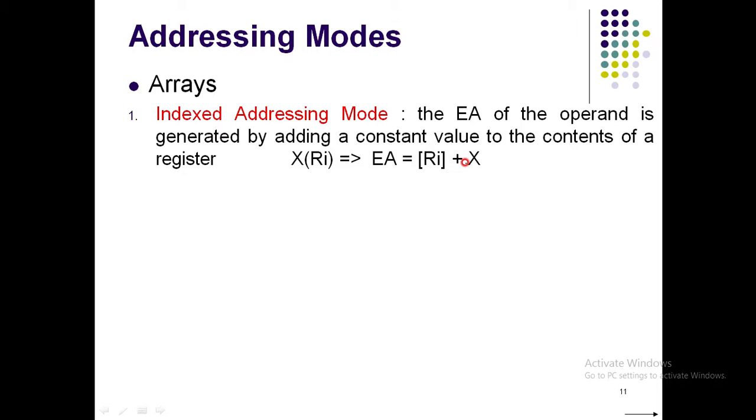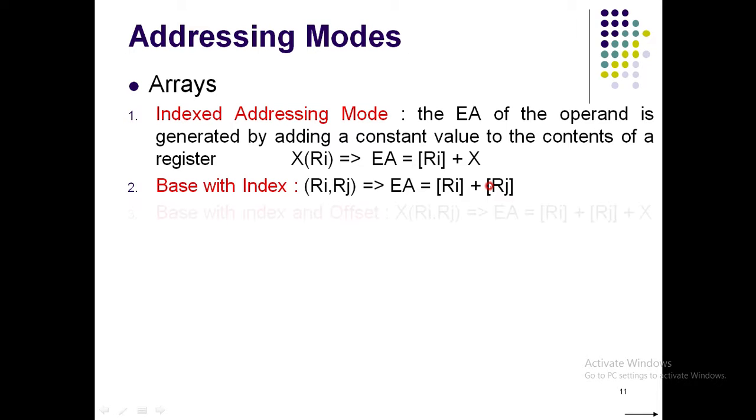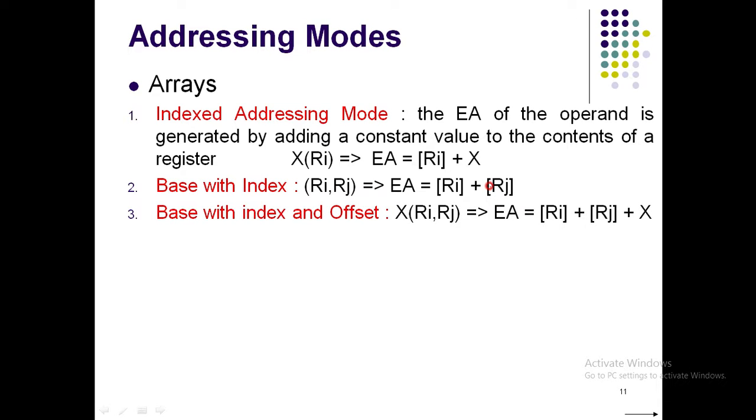Now to move ahead with the next very important thing, we have two types here. One is base with index and the other one is base without index. To understand that, for example, if we write something like this, in the bracket Ri comma Rj, then the effective address would be the contents of Ri plus Rj. So here it is Ri plus x, but here there are two registers, which is Ri plus Rj. Now the next one is with index and offset.